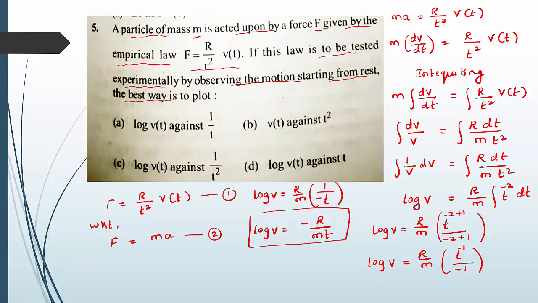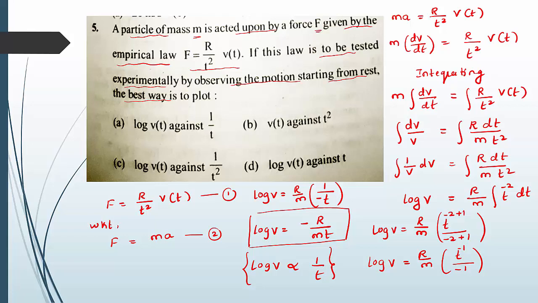Is it clear? Now we can write it as log V. Here it is inversely proportional to time. You can observe the above equation. Log V is inversely proportional to time. So this is the best way to plot the graph to represent or to observe motion from the rest place. Go for the options.